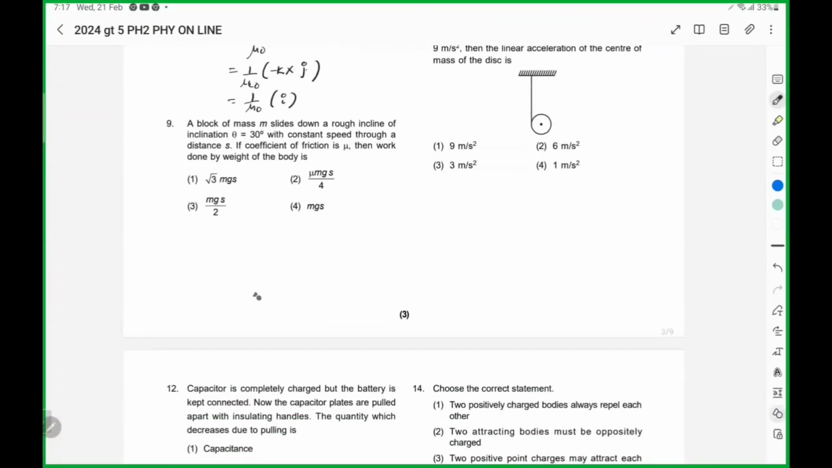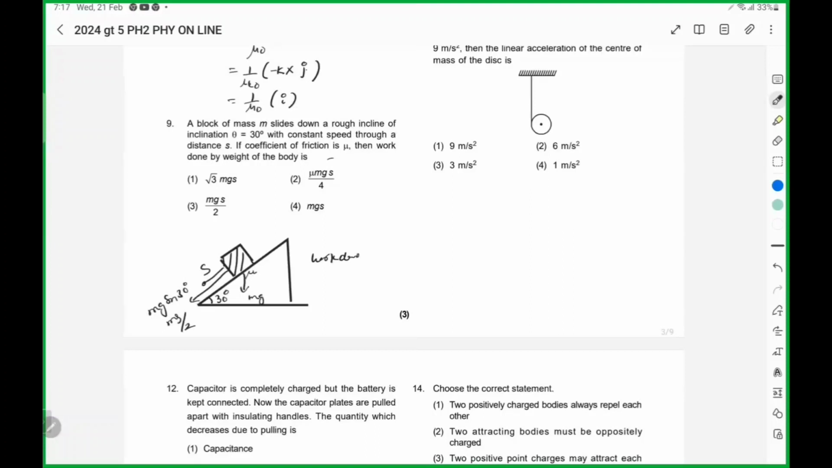Here, a block of mass M slides down a rough inclined plane of inclination 30 degrees with a constant speed through S distance. Coefficient of friction is mu. The work done by the weight. Here it is mg. So the weight component is mg sin 30, which is mg by 2.